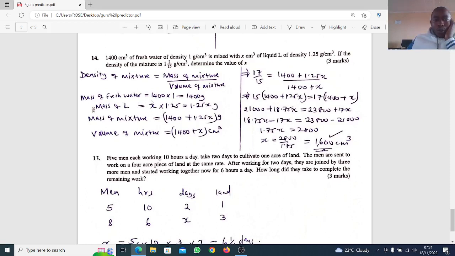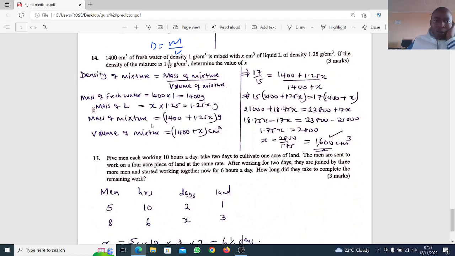So, to get the mass of fresh water, we know that density equals mass over volume. If density is mass over volume, then mass equals density times volume. So the mass of fresh water equals the density of fresh water, which is 1 gram, times the volume, which is 1400, and that gives you 1400 grams. And the mass of liquid L equals the volume of liquid L, which is x, times the density of liquid L, which is 1.25 grams per centimeter cubed, and that gives me 1.25x grams.